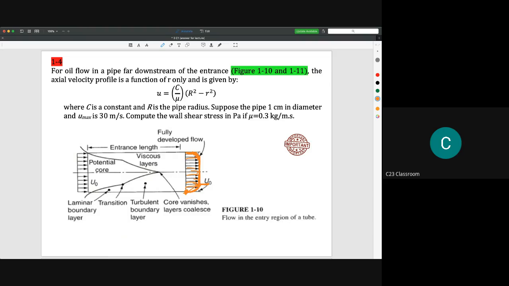And then here is the velocity equation for the velocity distribution. So we have the velocity distribution here.